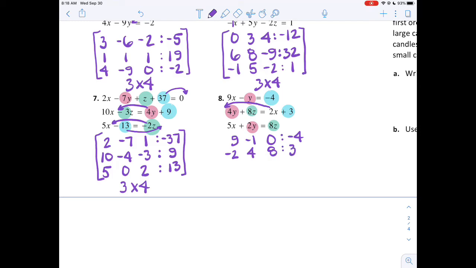Finally, the last line, I have a 5, I have a 2, and then this 8 needs to come over to the other side, making it a -8 because we would have to subtract 8z. And then once I do that, I have nothing left on the right, so that becomes a 0. Again, if you need to see that algebra done in detail, please take a look at the filled-in notes that are provided to you. Finally, we have a 3x4 matrix.